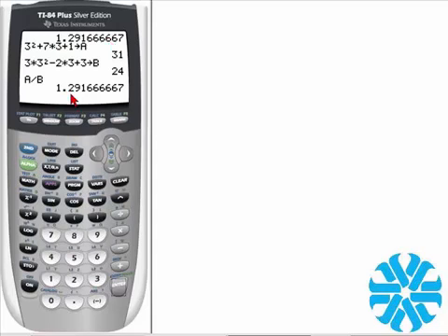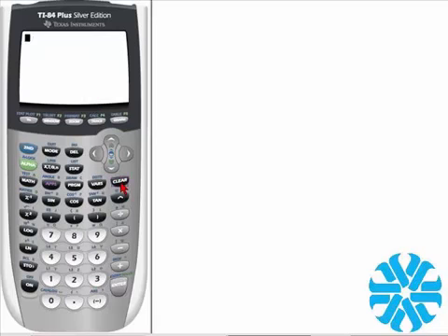You can compute your numerator and store it in A, compute your denominator and store it in B, and then just take A divided by B to get your answer. Because sometimes it's more difficult to enter the whole expression in one computation. It might be easier to break it up into two different pieces. So let's go ahead and clear the screen here.